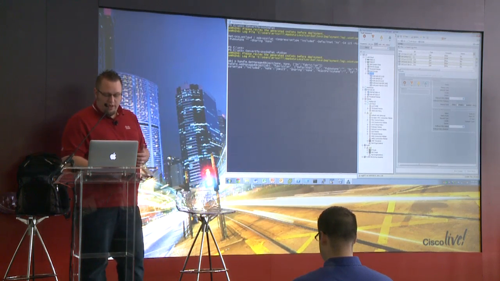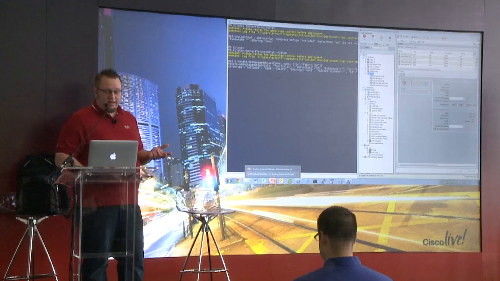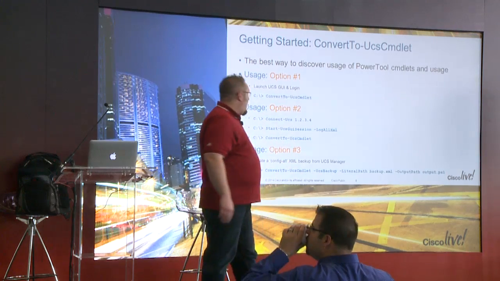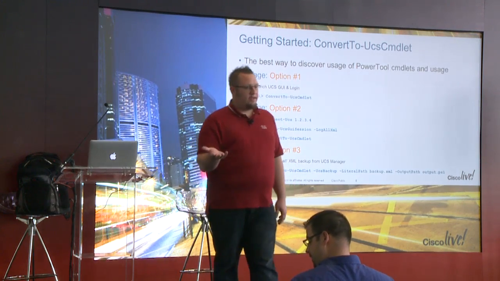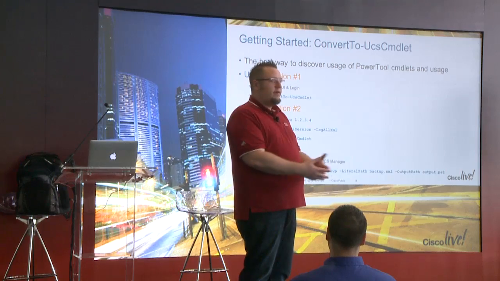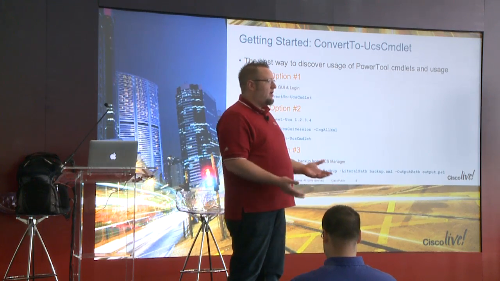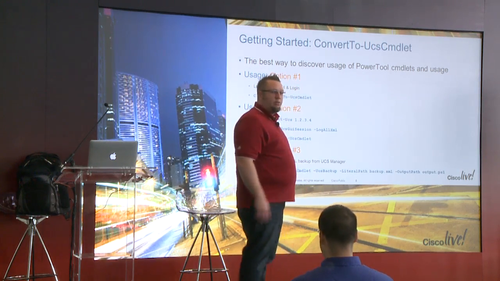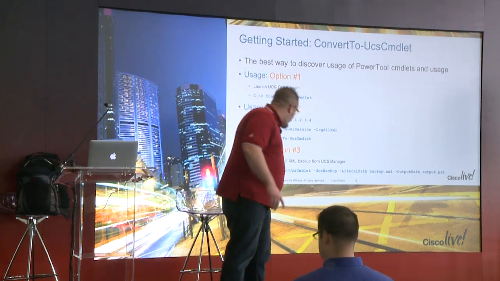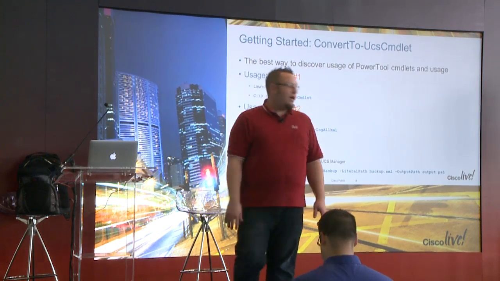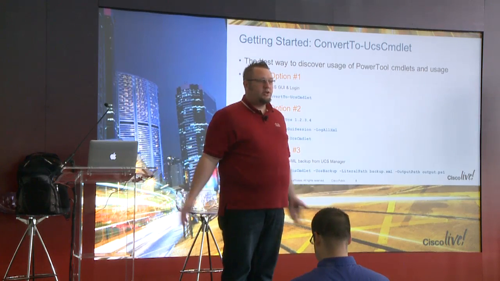Another thing that you can do as well, and this is option 3 of how to use it, is if you have an existing system, I can do a configuration backup of UCS. I can go to UCS Manager and back up my configuration. So if I've already got an existing domain that I configured 3 months ago, 3 years ago, and I want to learn how to re-automate that configuration, this guy at the bottom, convert to UCS commandlet, dash UCS backup, I provide the backup file, and then do the output path as a PowerShell script.